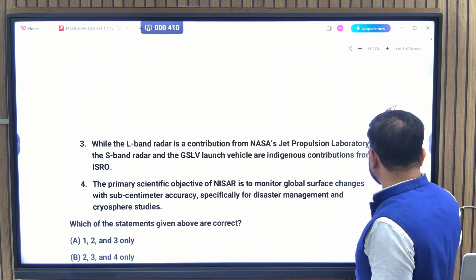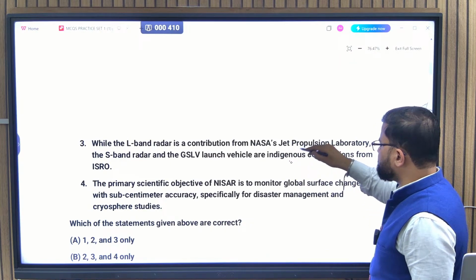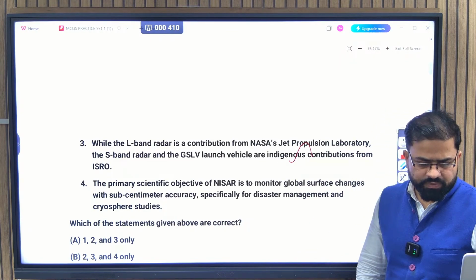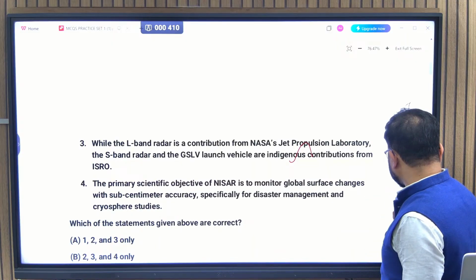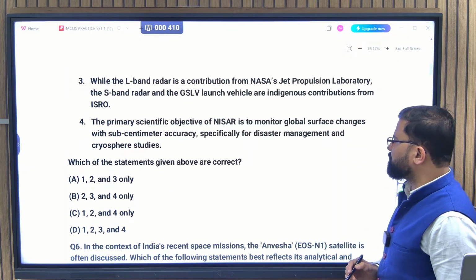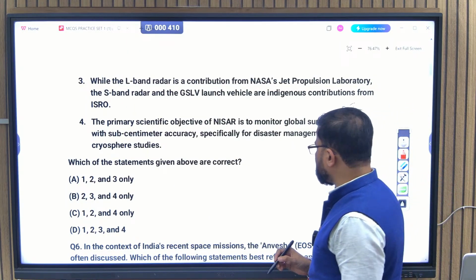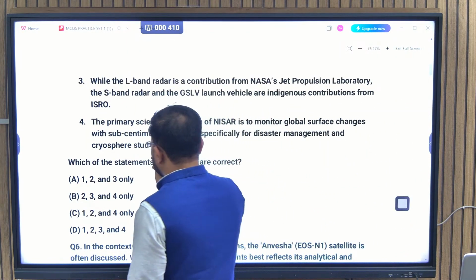Now this is also true. The L-band is being provided by NASA, and the S-band, along with the GSLV launch vehicle, comes from ISRO. And fourth is what? The primary scientific objective of NISAR is to monitor global surface changes with sub-centimeter accuracy, specifically for disaster management and cryospheric studies. Okay, this is important.